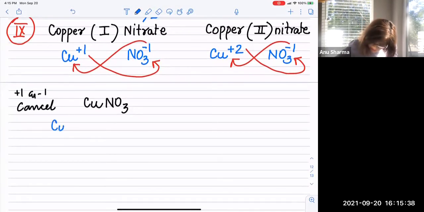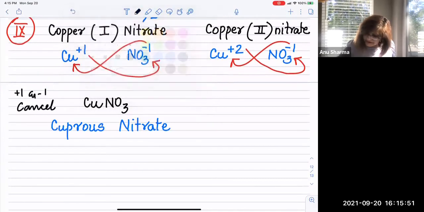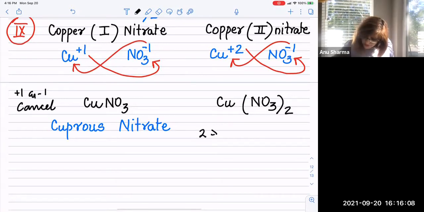And the name, because it's a lower oxidation state, is cuprous nitrate. The next is Cu, parentheses, because for 1 we don't write it. I'm not going to repeat that again and again. NO3 whole twice. Because 2 is more than 1, therefore nitrate is put in the brackets.